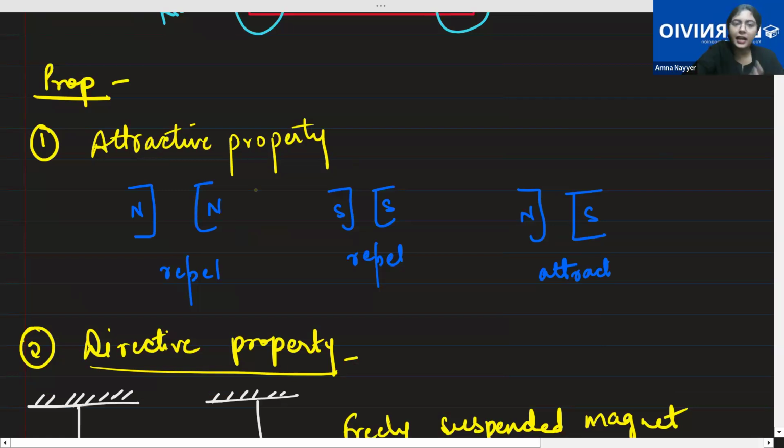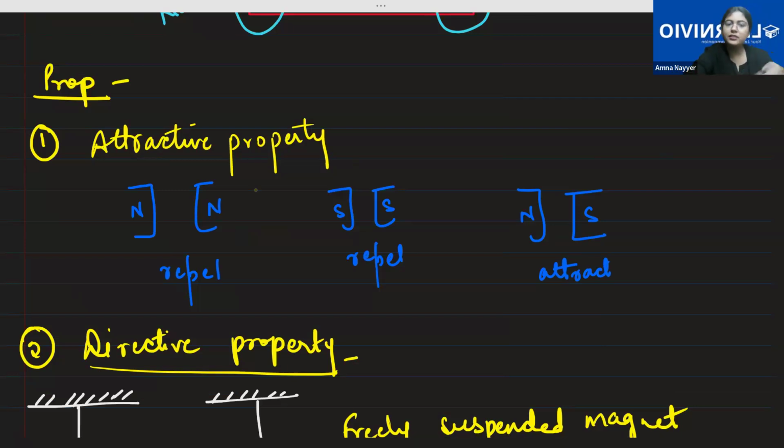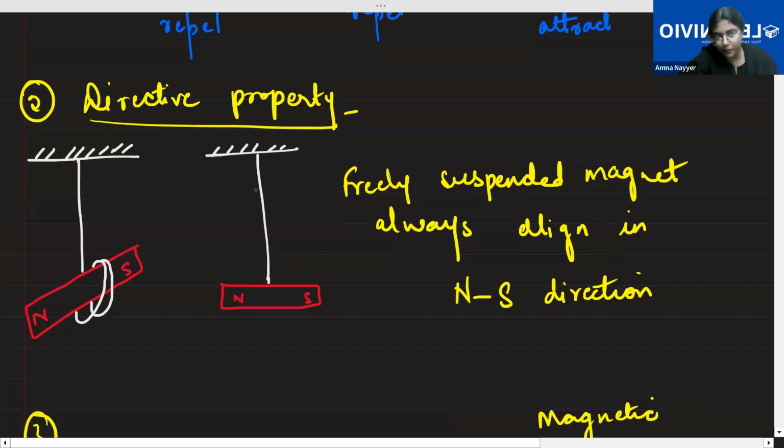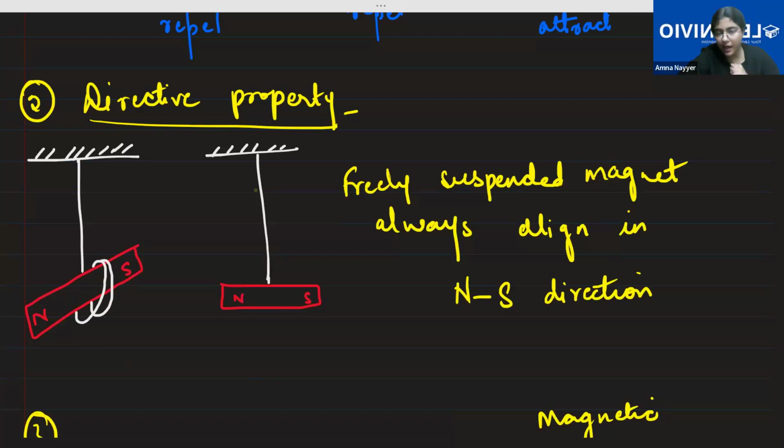So first property was the attractive property. Attractive property means north-north, south-south, the like poles will repel each other. North-south will attract each other. Then we have the directive property. Directive property means a freely suspended string will be there. You tie up a bar magnet, north-south polarity is there. And then what you will notice, automatically the magnet will align itself from the north to the south direction.